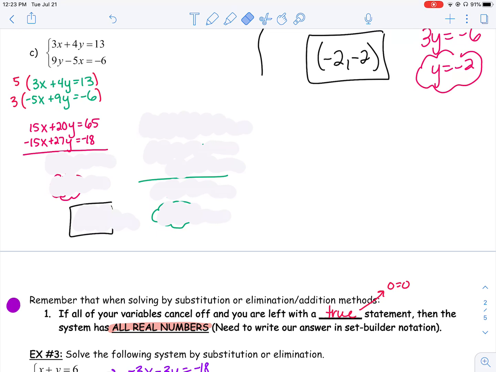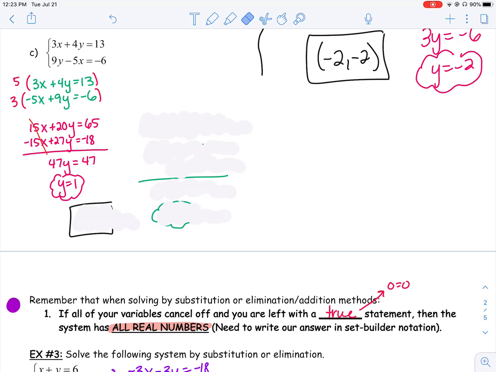All right, now that I have my x's opposite, don't I? One's positive 15, one's -15. When I add these two equations together, they should cancel, which is what I want. I want them to eliminate, right? Now I can add my y's together. I ended up getting 47y equals 47. I can now divide both sides by 47, and I end up getting y equals 1. Halfway done.